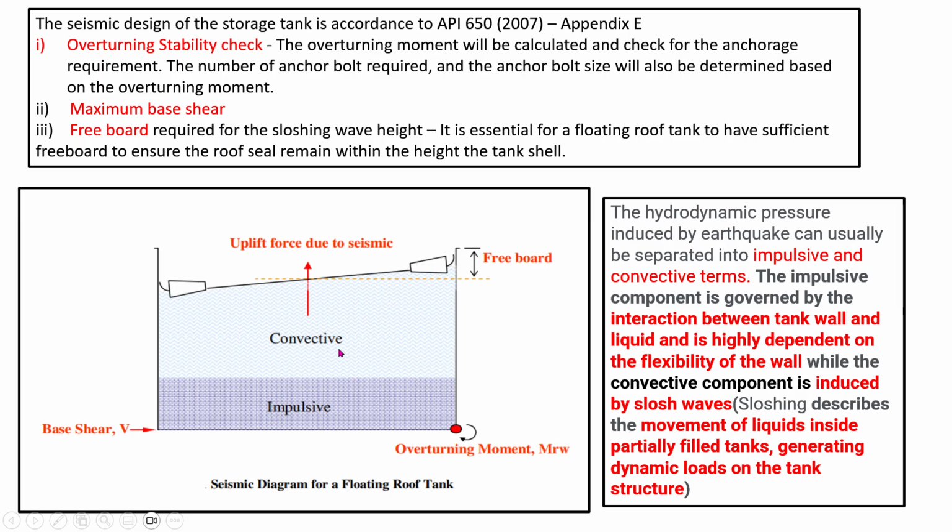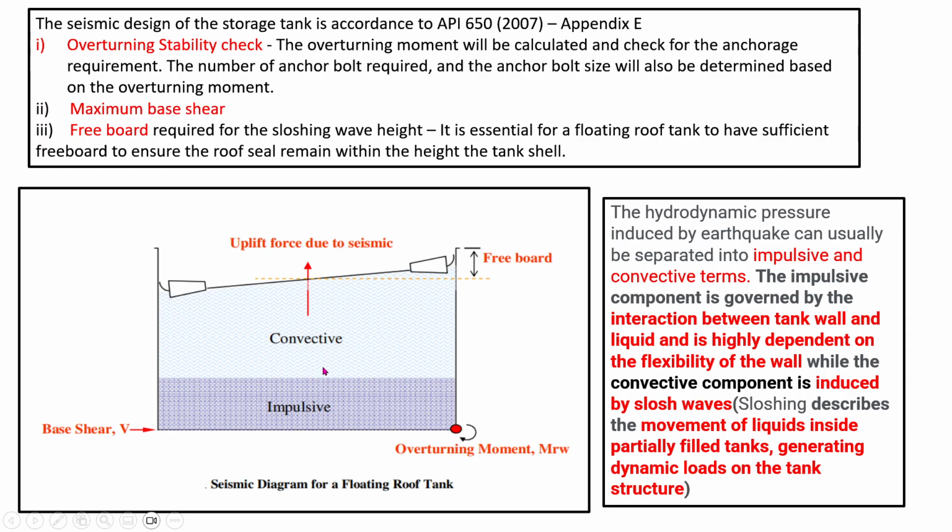So there are two types of forces acting. Uplift force due to seismic is called convective, and another one is impulsive. This one is called impulsive, this one is called convective. Due to convective, liquid will move up on one side. It depends on how your floating roof will move up. It is floating, but the contact between the surface and the rubber sealing will give some force.